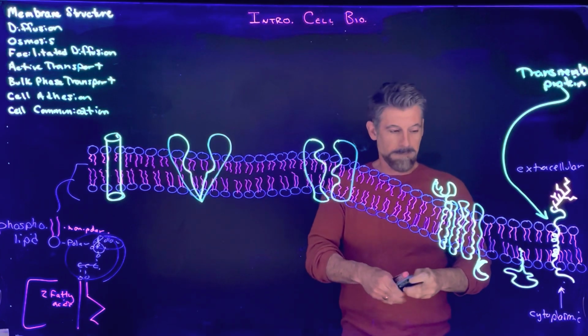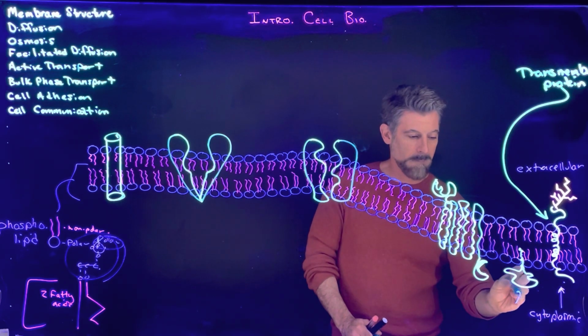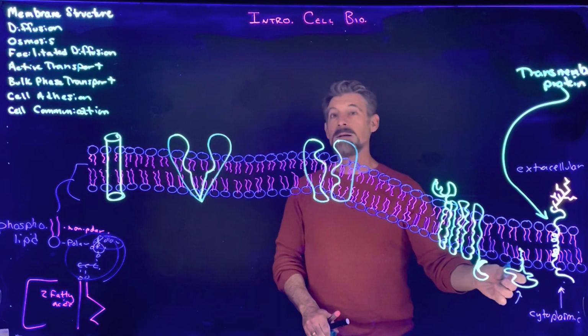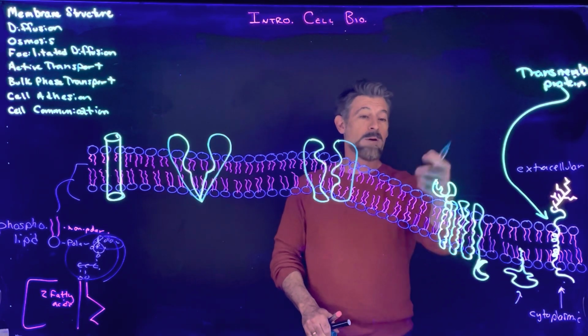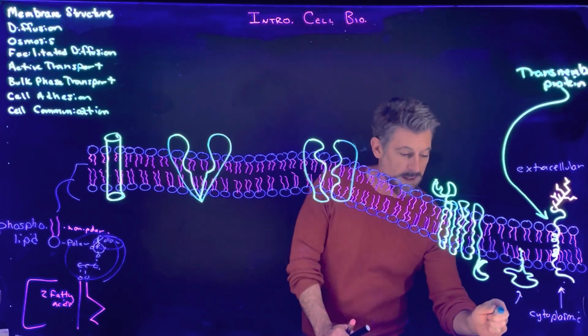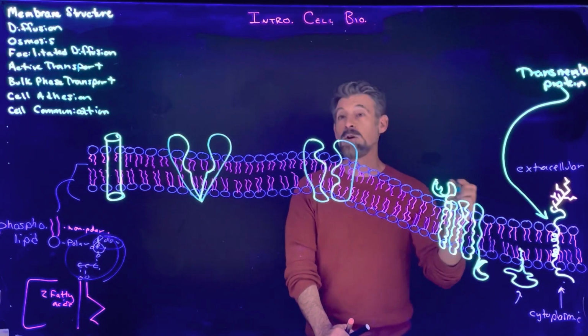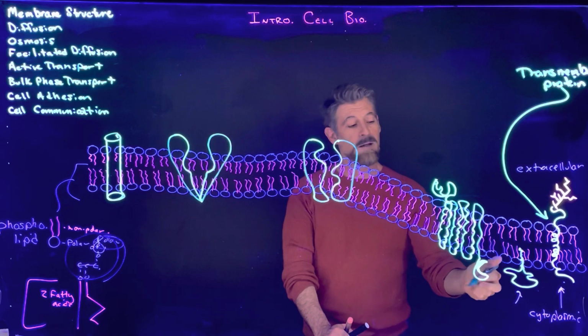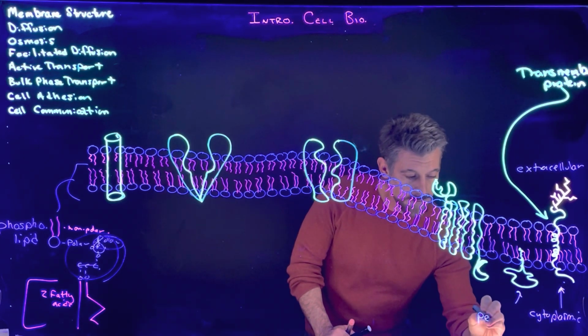Versus this one here. This protein is only present on one side of the membrane. We could have ones on the other side, as well. I just drew it on this particular side. It's not exclusive to the cytoplasmic side, but that's a peripheral protein.